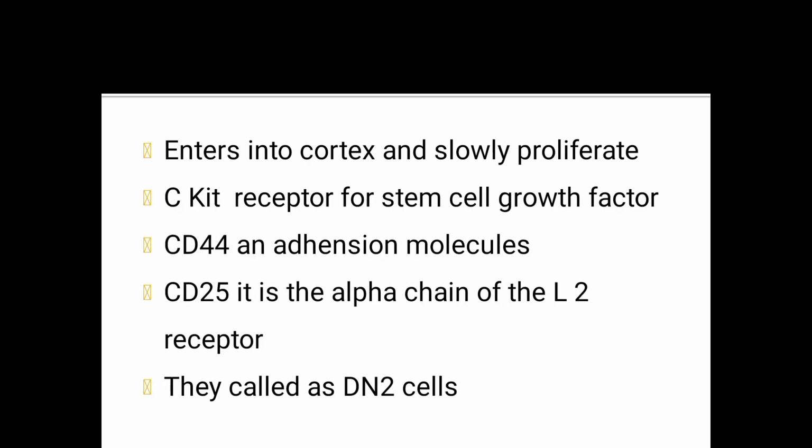After arriving in the thymus, T cell precursors enter the cortex and slowly proliferate. These cells express c-KIT, the receptor for stem cell growth factor, CD44, an adhesion molecule, and CD25, which is the alpha chain of the IL-2 receptor. These cells are called DN2 cells.